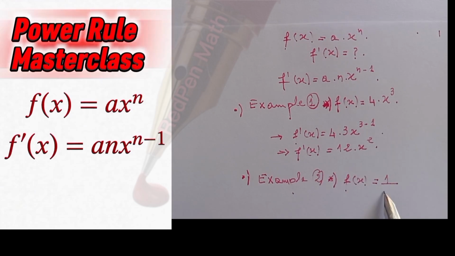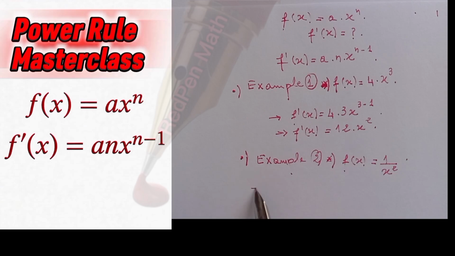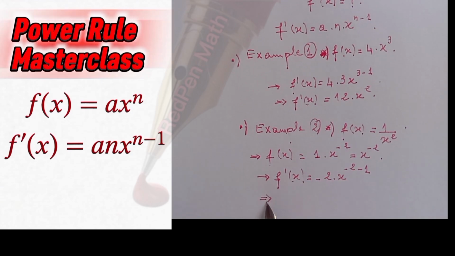Example 2. f of x equals 1 over x squared. First, rewrite it as x to the power of negative 2. Now apply the rule. Negative 2 times x to the power of negative 3. Simplify to get negative 2 over x cubed.